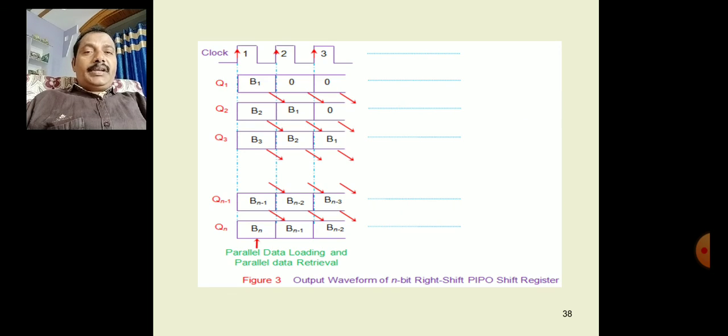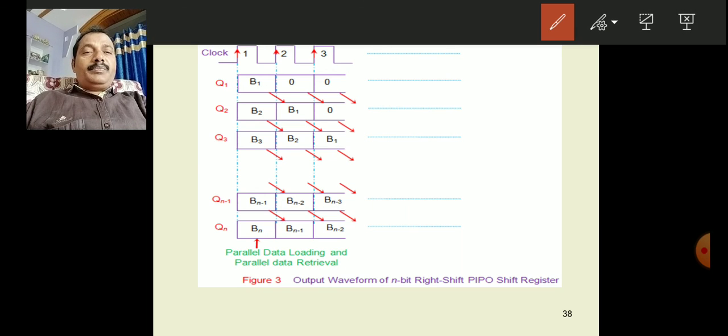So this is the timing diagram of PIPO shift register. In this first clock pulse, the data is loaded, and from the second pulse onwards, the data is shifted right side. Already you see how each bit is shifting.